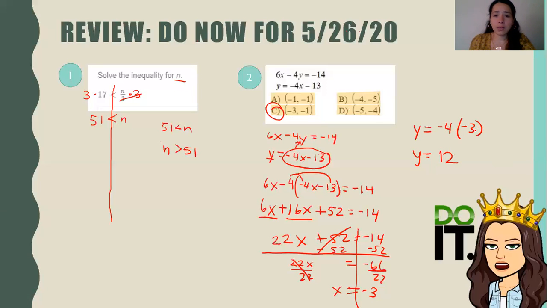So negative 4 times negative 3 is 12, and then it was minus 13. Y is equal to negative 1. So notice this is correct because the y is negative 1, x is negative 3, and that's exactly what we got. So our answer is C.